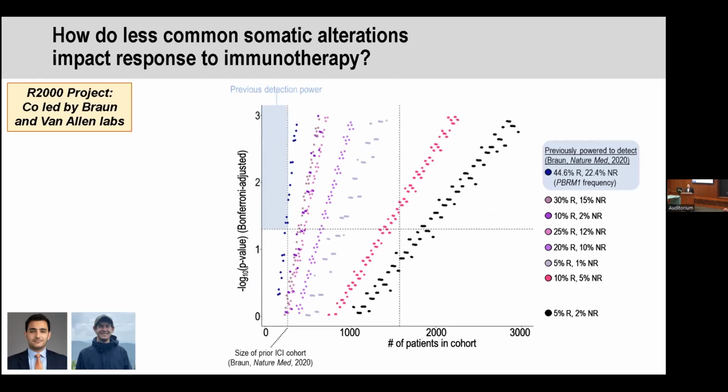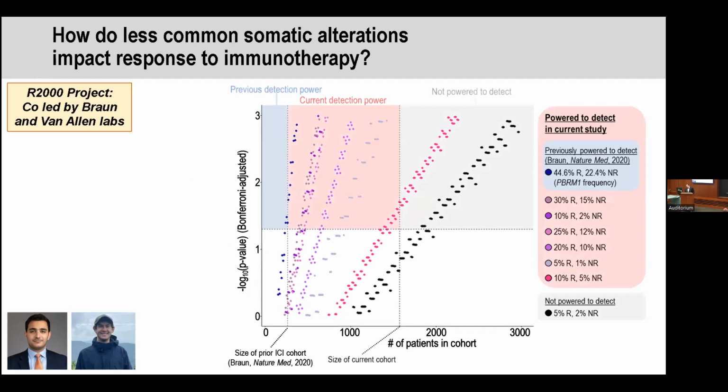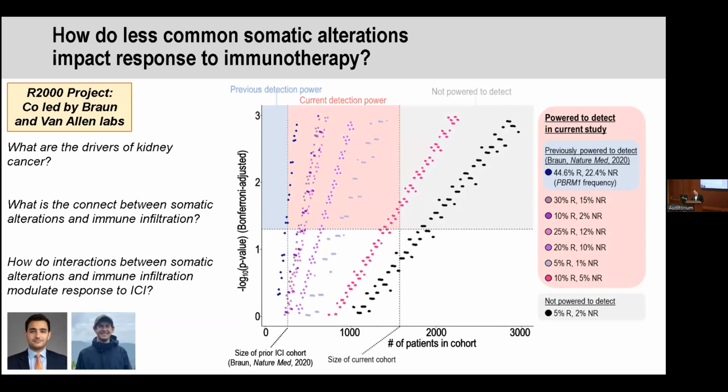Things that are really quite common: in this case, PBRM1 mutations were present in nearly half of responsive patients and a little bit less than a quarter of non-responsive patients. Very, very common mutations. That's all that we were powered to detect. Now that we have a much more substantial cohort of over 2,000, out of which about 1,500 were treated with immune therapy, we're powered to detect a much broader range of mutations that might impact response or resistance, things that might be present in as low as 5% of responders. And so we get a much broader idea of the genetic alterations and how they might be associated with resistance. Our questions driving this project are, one, just about kidney cancer genetics.